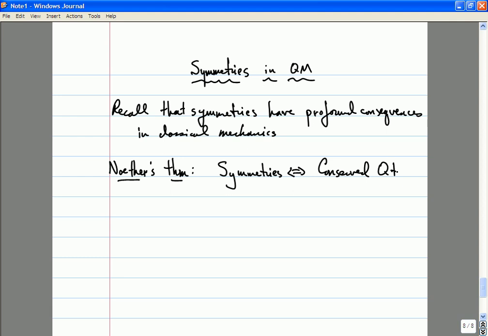Every time you have a symmetry, such as a translation symmetry, a rotation symmetry, a gauge symmetry, a Lorentz boost symmetry, and so forth, you have a corresponding conserved quantity, such as a linear momentum, an angular momentum, an energy, a charge, energy momentum, and so forth. And the implications in quantum mechanics are equally striking, but will require a little bit of reinterpretation. And it will require us to develop a little bit more formal language to understand the implications of symmetries in quantum mechanics.